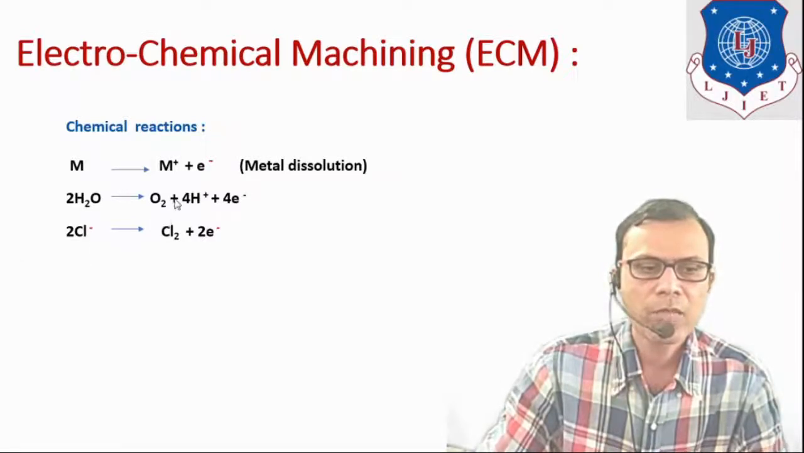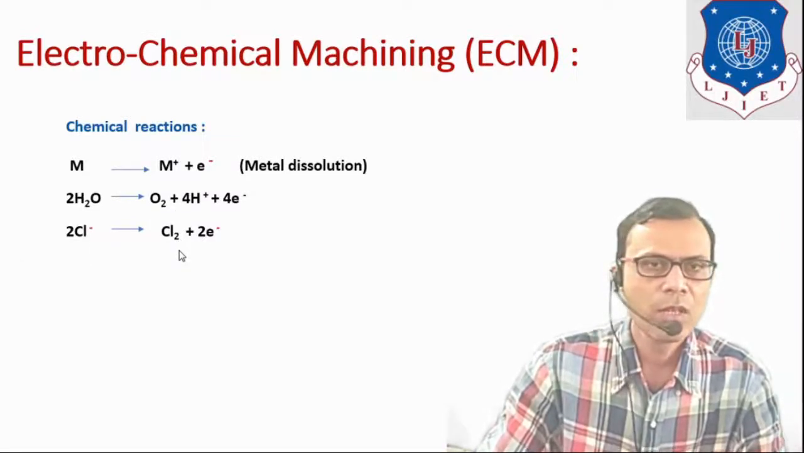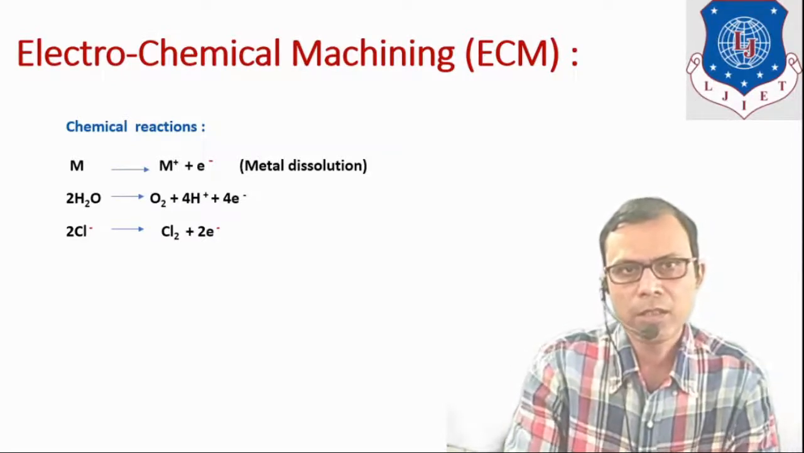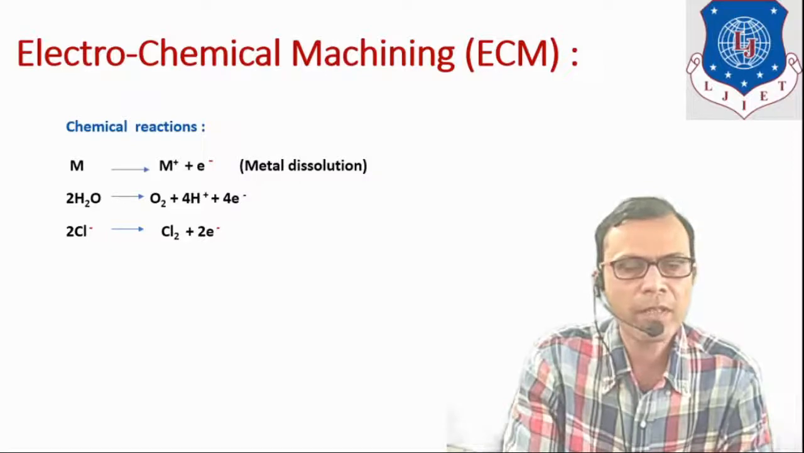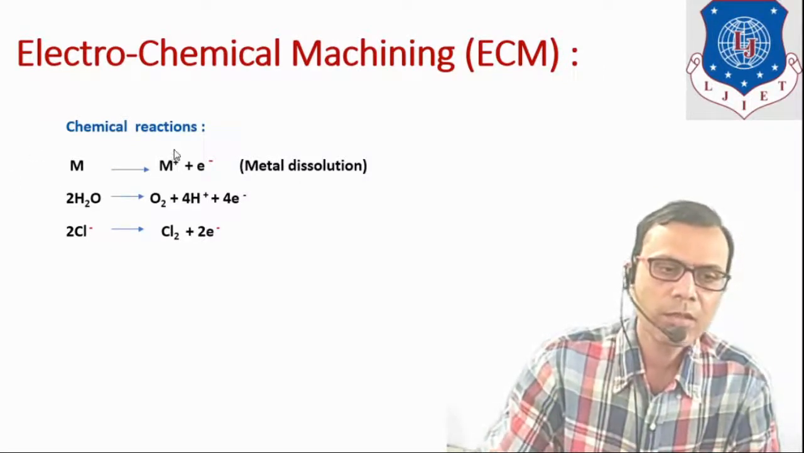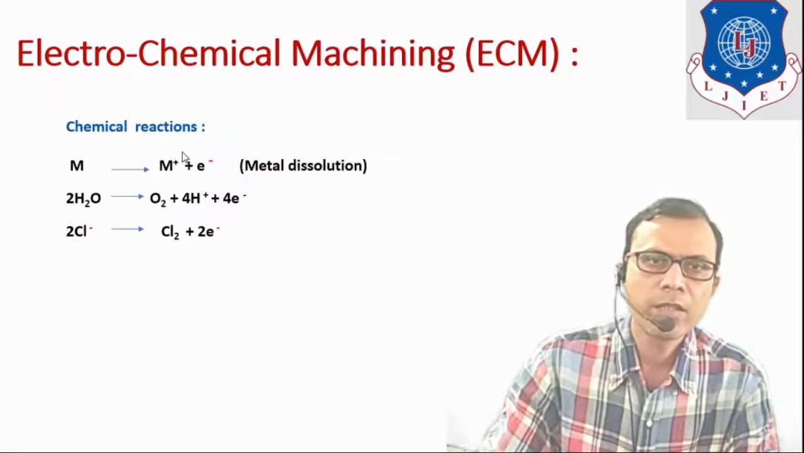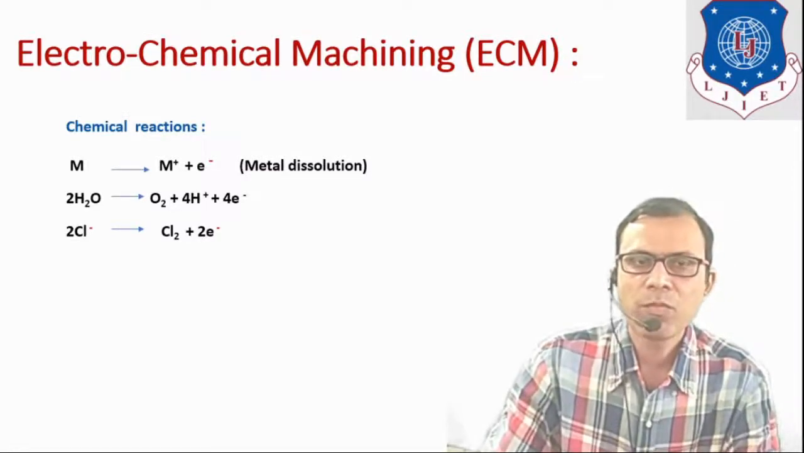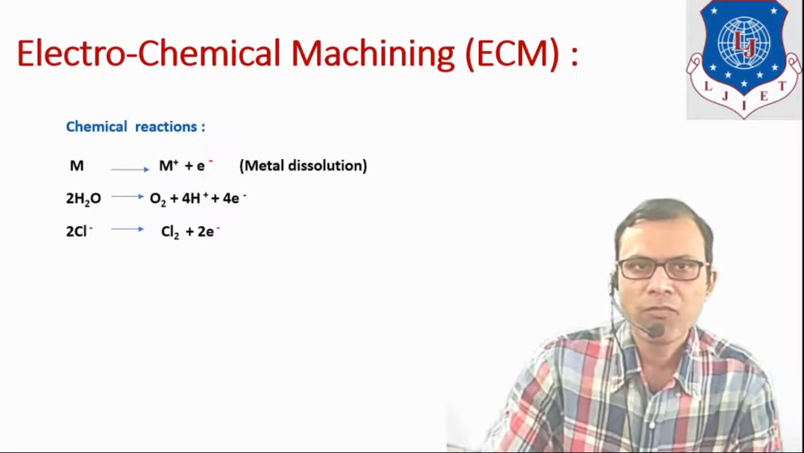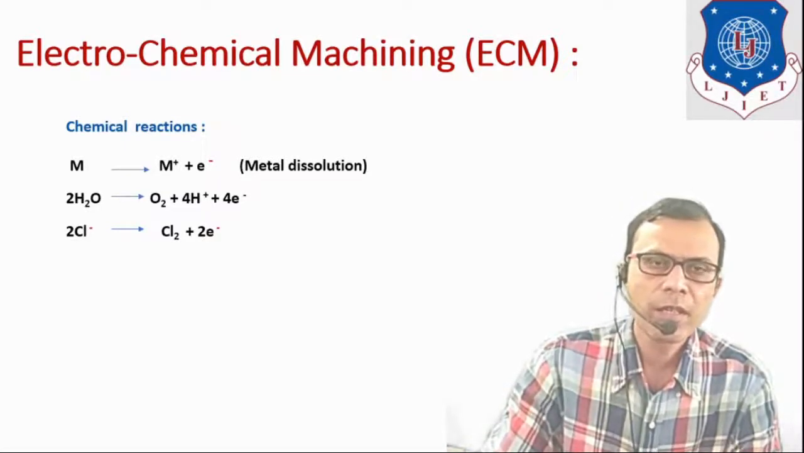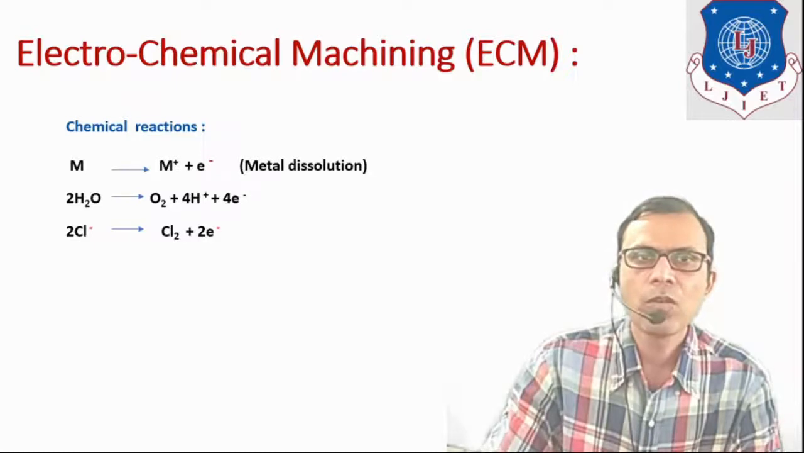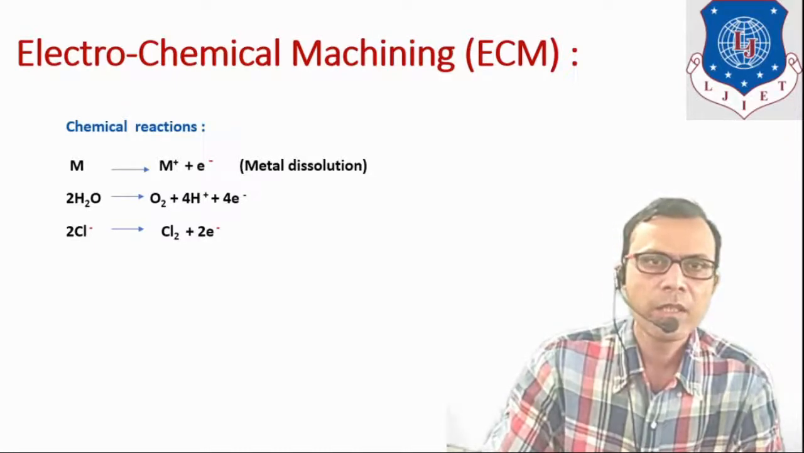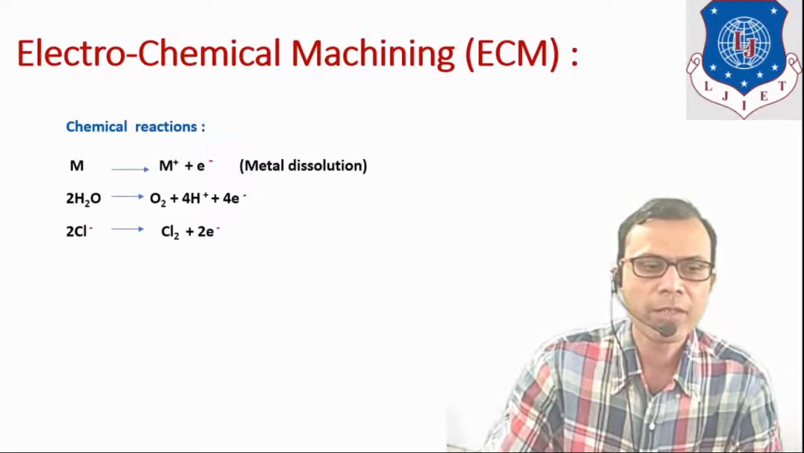Here we can see oxygen and chlorine gas are also produced, and the metal hydroxide is a result of a chemical reaction between this M plus ion and hydroxyl ion OH minus. So it is MOH, which is in the form of sludge, and it can be removed. So this is how the material of the workpiece is removed by the chemical reaction.